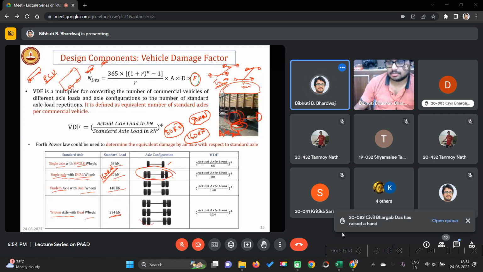Okay, I know you are there, but it will be equal or not. Shubhankar?